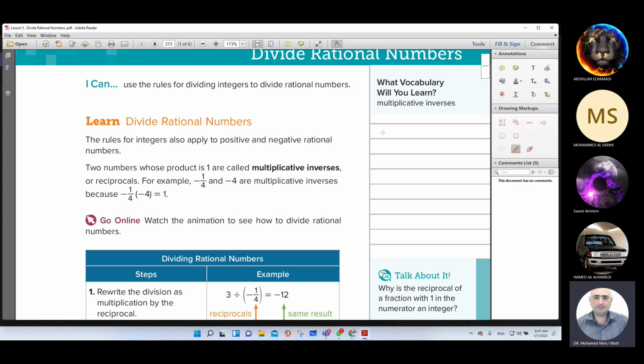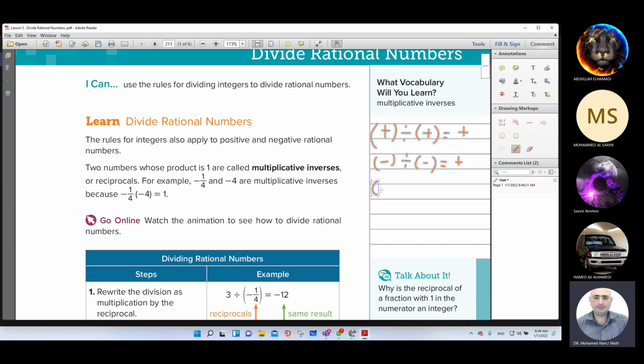As you remember, if you have positive divided by positive, you will get positive. And if you have negative divided by negative, also you will get positive. So the rule of dividing integers: when you divide two integers that have the same sign, you will get a positive answer.